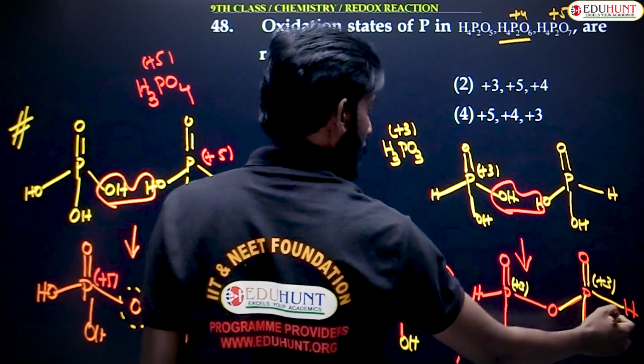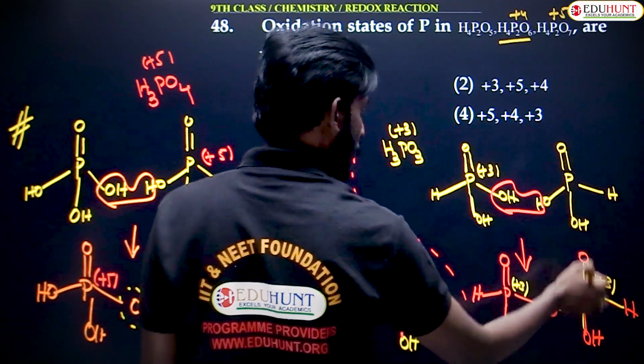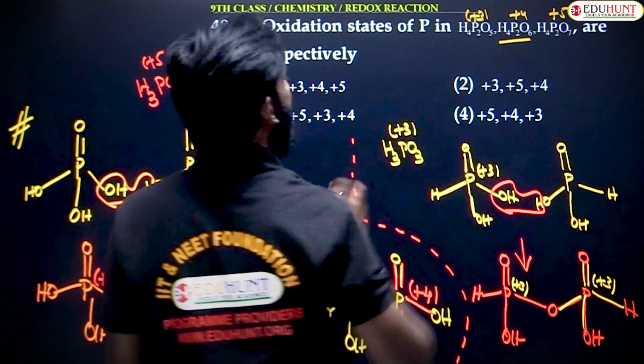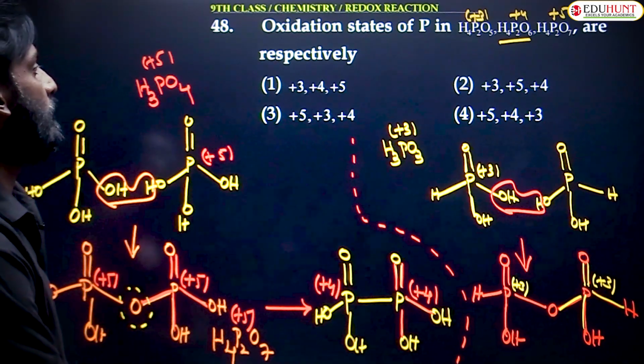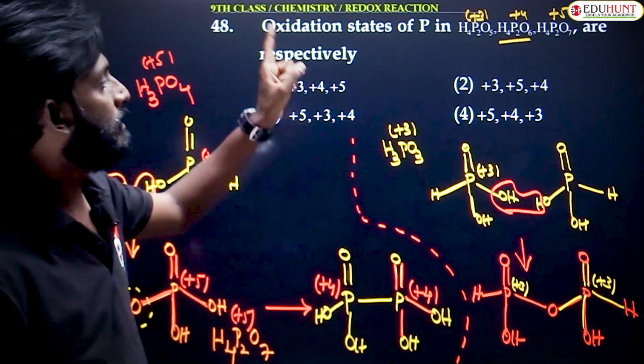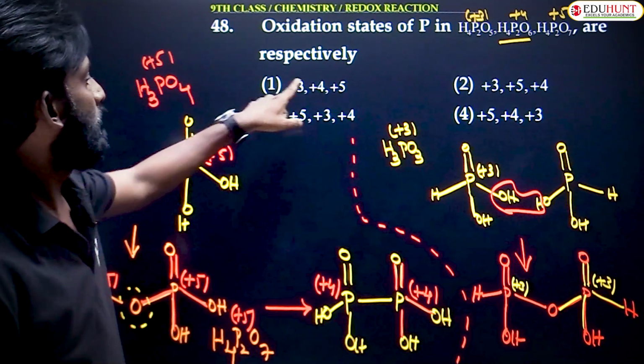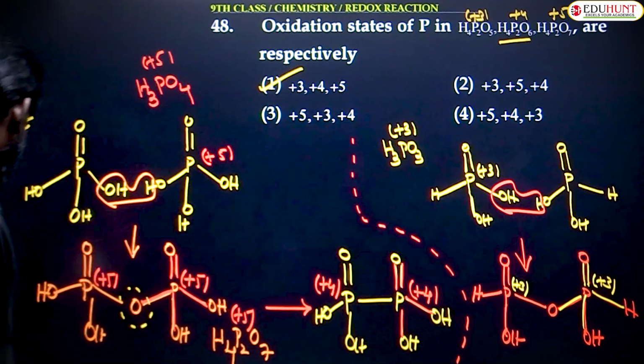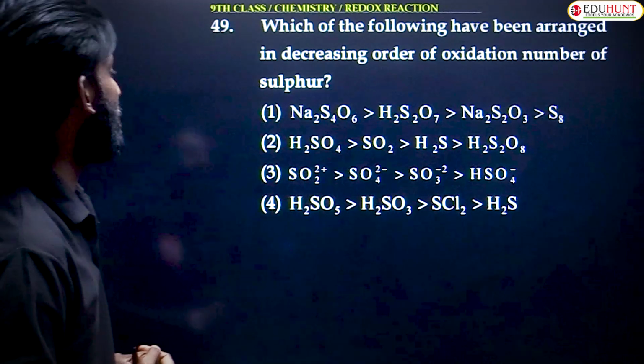H4P2O5, 1, 2, 3, 4, 5, will be plus 3. Okay, respectively as you were asked, plus 3, plus 4, plus 5. So the first option is the correct option. Okay, yes. Question number 49.